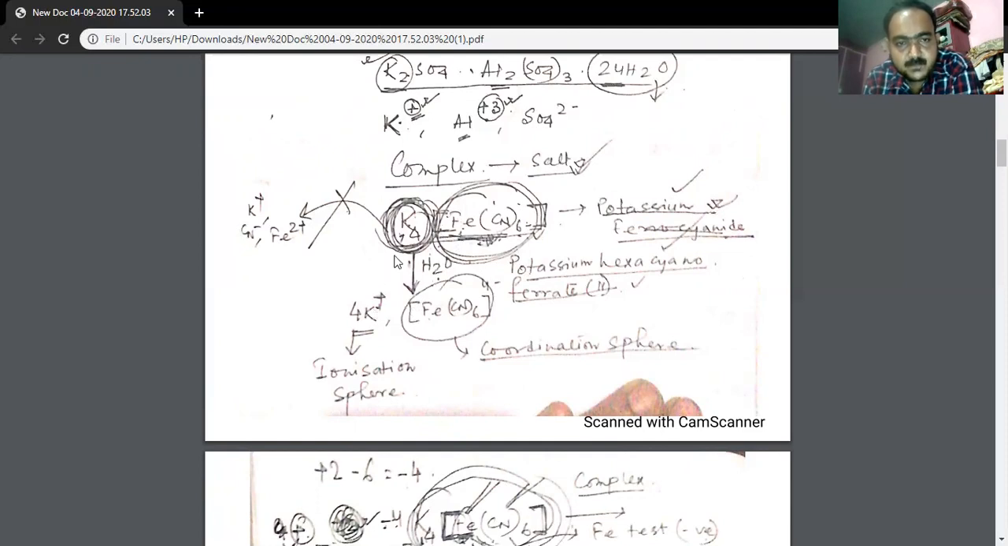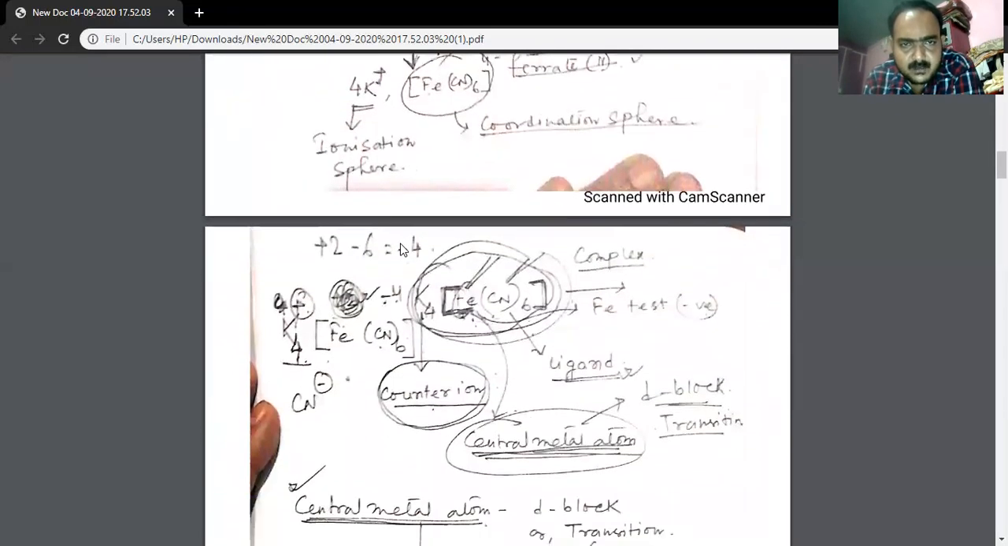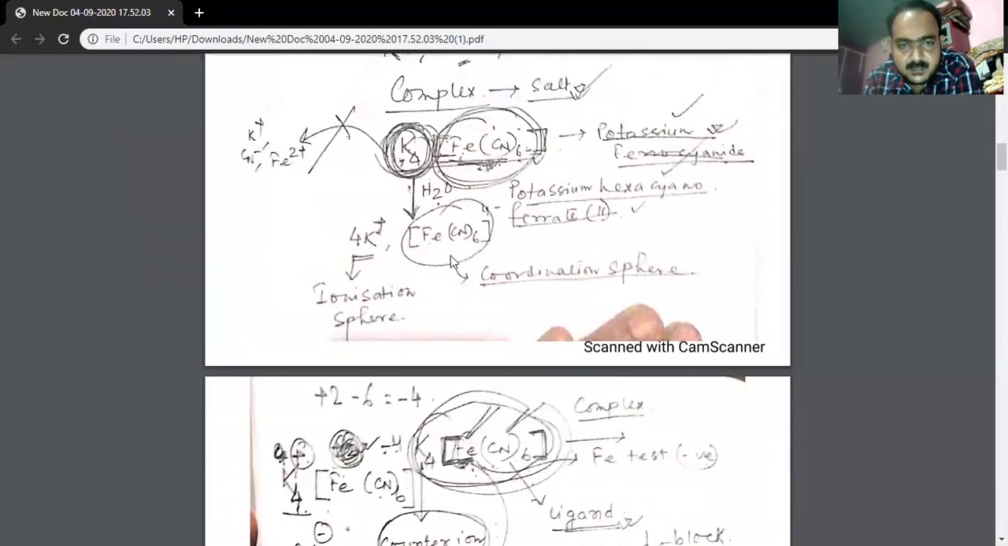Now you can see there are two parts. The part present in the third bracket is known as the coordination sphere, and the part which is present outside of the bracket is known as the ionization sphere. Coordination sphere and ionization sphere. Actually, this ionization sphere is not an integrated part of the complex. It is present here due to the charge balance. We will see the next thing. Now see, this is the coordination sphere that remains intact in the solid state as well as in the solution.